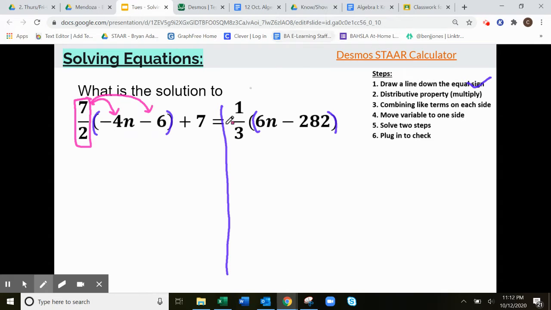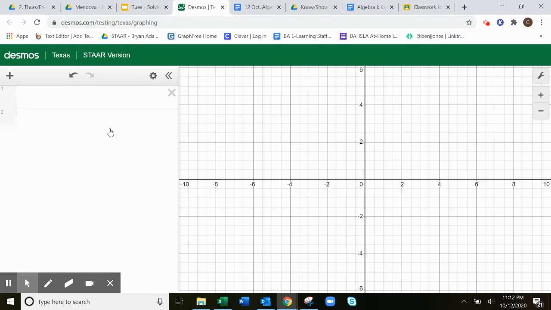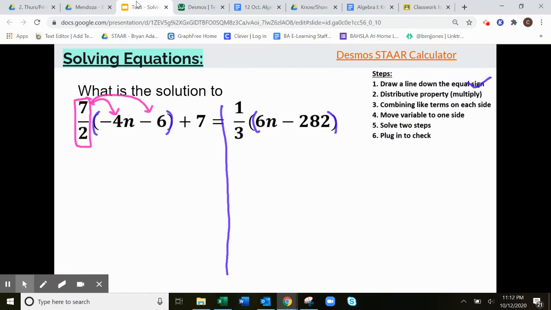All right, so let's go ahead and type this into our calculator. So we have 7 divided by 2 times negative 4. And we get that it's negative 14. Okay, so then we get negative 14, and because the negative 4 has an n, it's still going to remain an n.